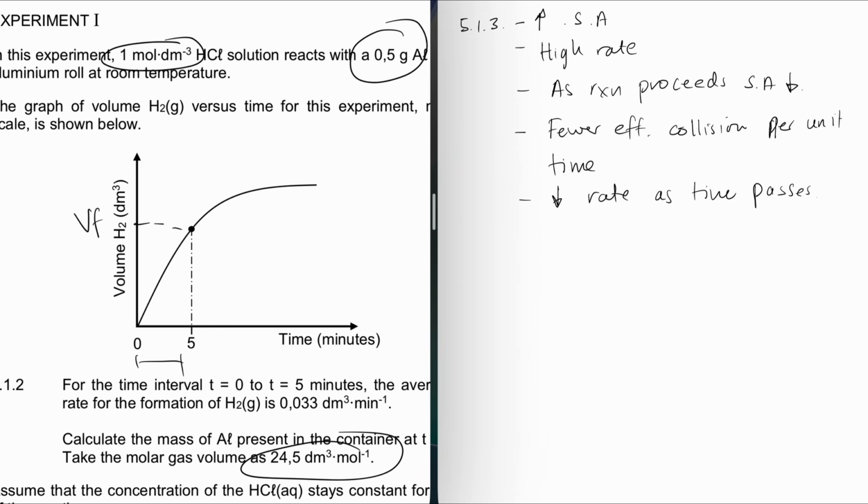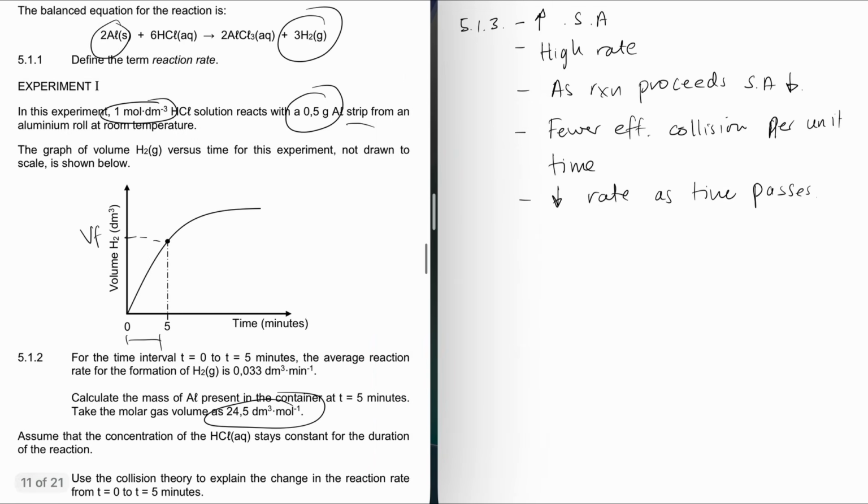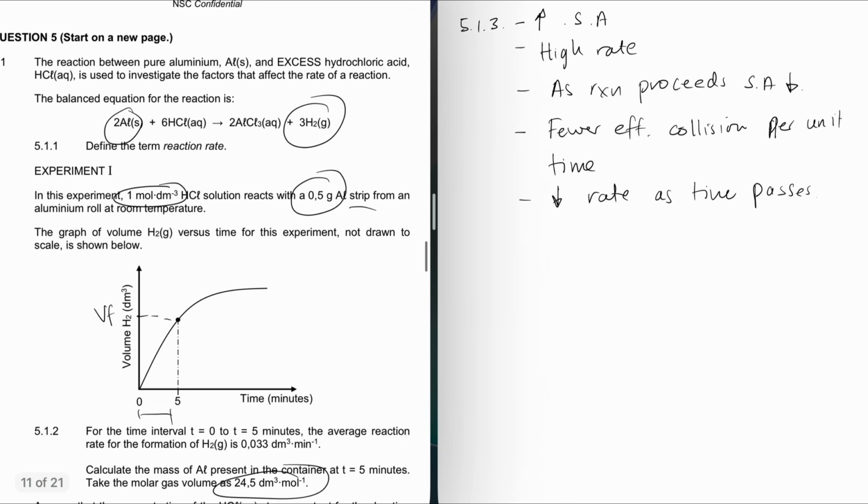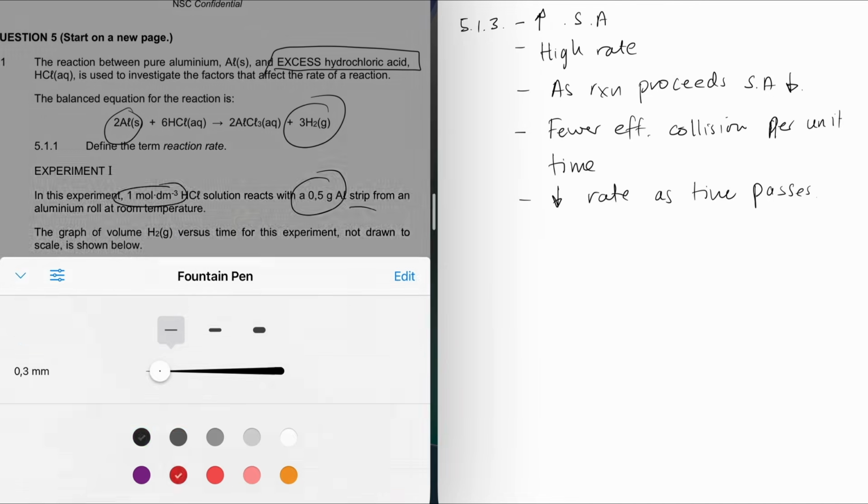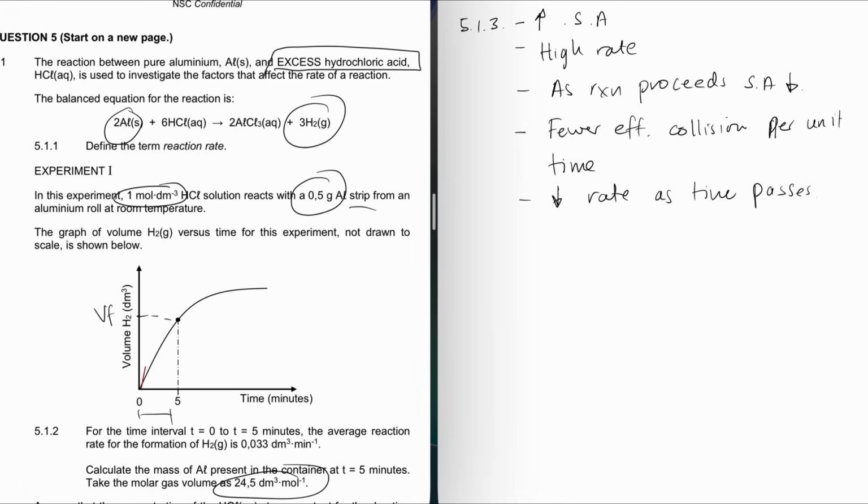Now, because the HCl, so they tell us here at the beginning, the HCl is in excess, the amount of product that's formed is not going to be dictated by the amount of HCl. So even though we have more, we're still going to be producing the same amount of hydrogen gas at the end. So the graph is going to look something like this. It's going to be quite steep, and it's going to flatten out much sooner. So that's experiment 2.